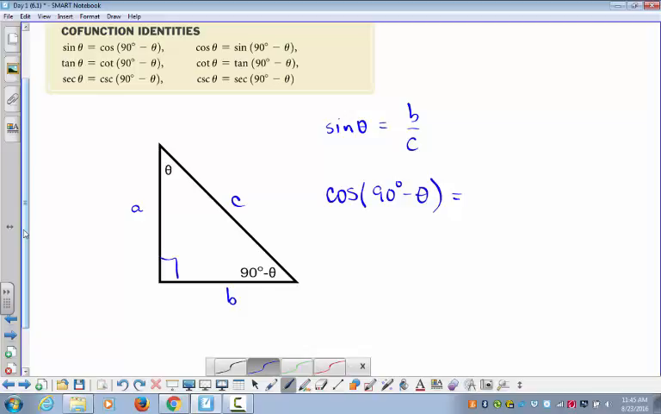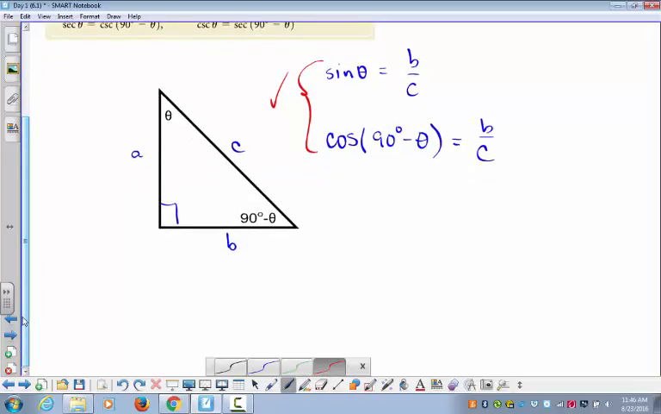Cosine of that angle is adjacent over hypotenuse, and that's B over C. And that's what we would expect. So that checks. Right? We found sine of theta, and then we took the cofunction of the complement and got the same value. Cofunction of complement, same. Make sense?